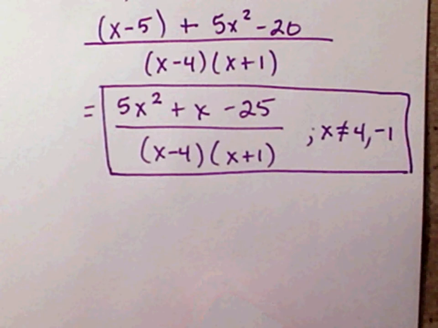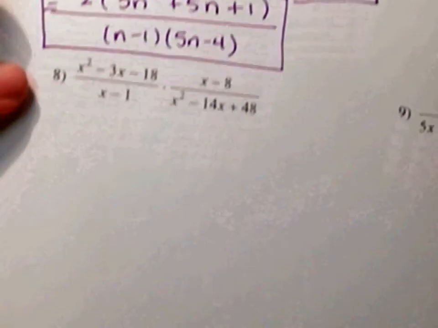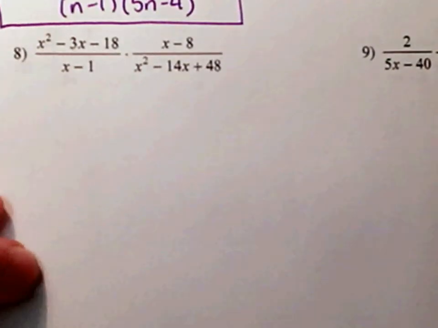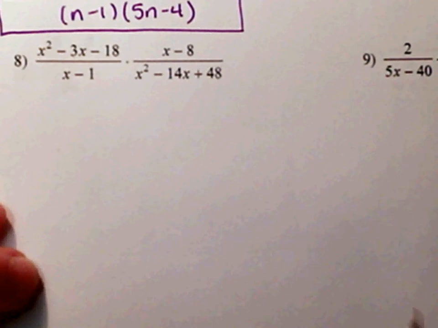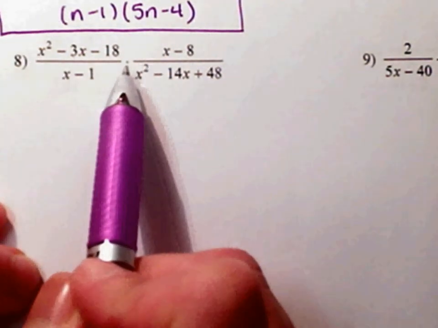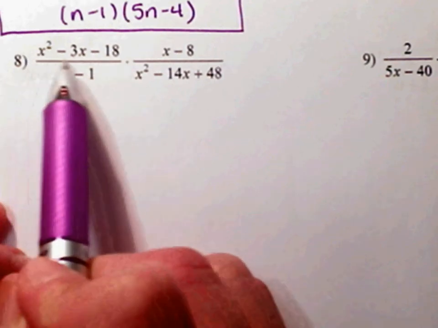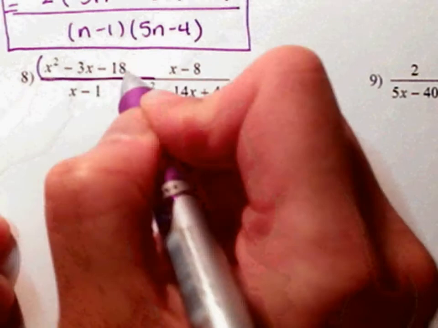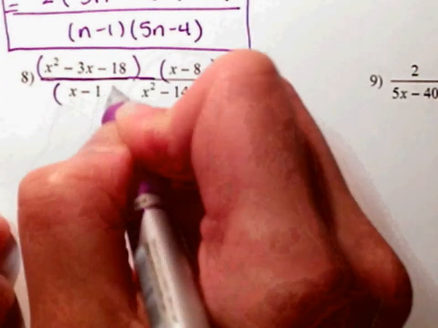Number 8. We are now going to multiply. And one easy way to multiply is, see that dot right there? That tells you you are multiplying. So you can put all of these together. So you can go ahead and just connect one big fraction. So just make it one big fraction.